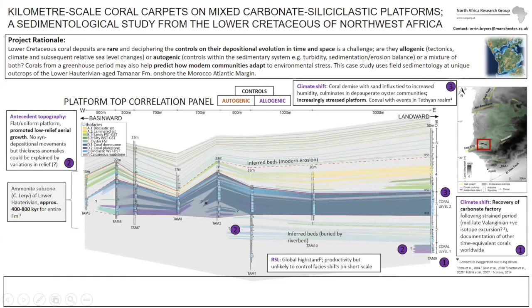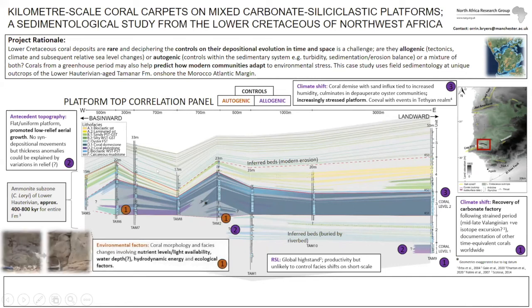And then again, we have another climate shift suggested following the corals, where you have the sandstones coming in, perhaps with increased humidity, and then depauperate oyster communities. However, that doesn't actually explain the short scale changes that we see in facies and in coral morphology, which are assigned to autogenic controls involving nutrient levels, light availability, changes in hydrodynamic energy, and also ecological factors such as competition. So I'll discuss these things in the poster.